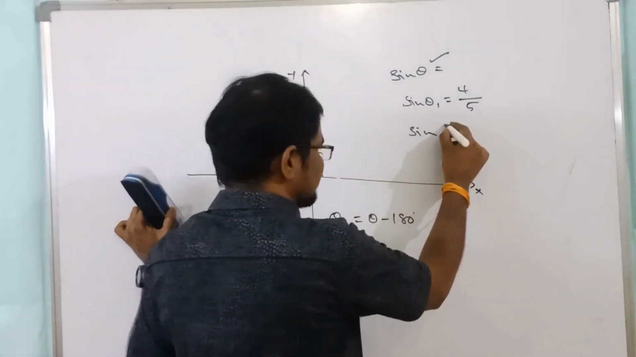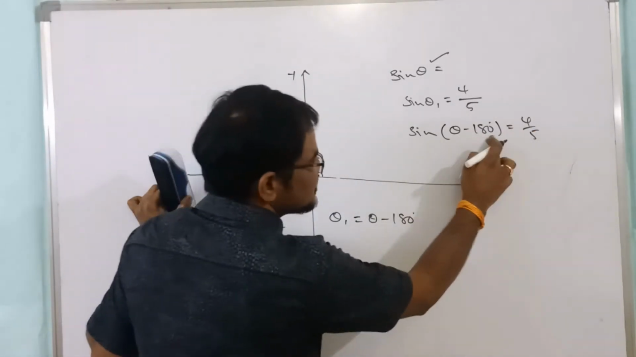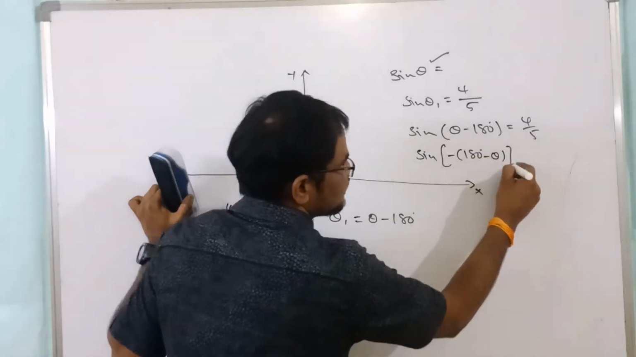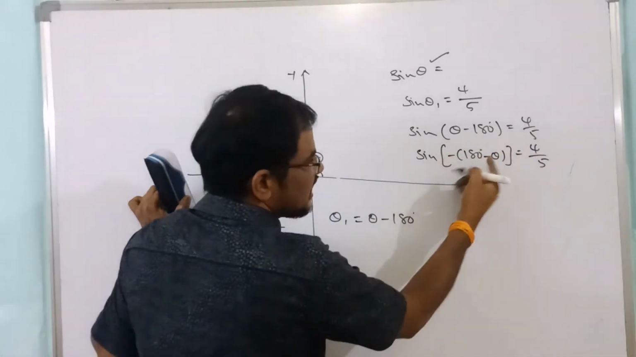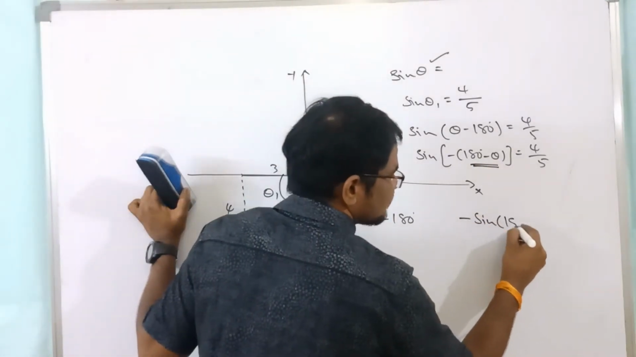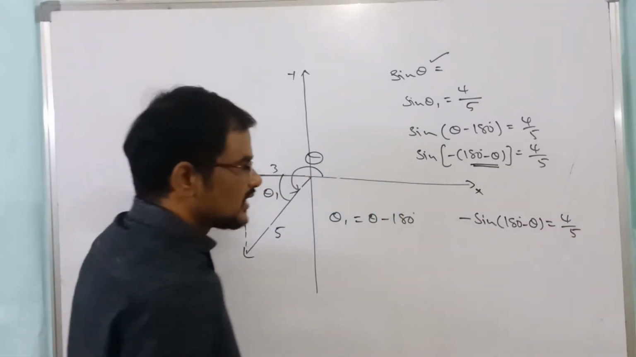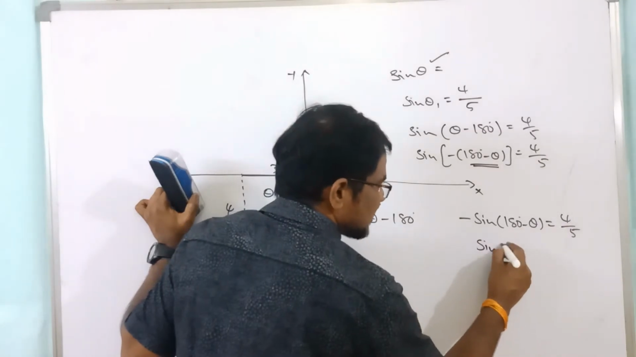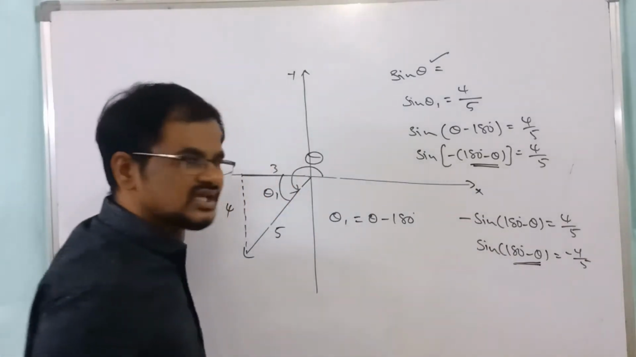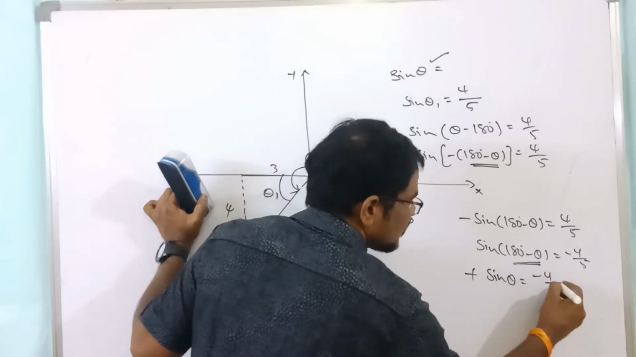Now replace this theta 1 by theta minus 180, equal to 4 by 5. Here take minus common, so sin of minus of 180 minus theta equals 4 by 5. Sin of minus theta form: minus sin of 180 minus theta equals 4 by 5. Now multiply with minus: sin of 180 minus theta equals minus 4 by 5. Now 180 minus theta is in the second quadrant where sin is positive, and at 180 sin does not change. Sin theta equals minus 4 by 5.